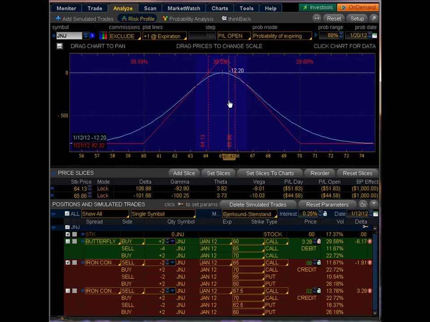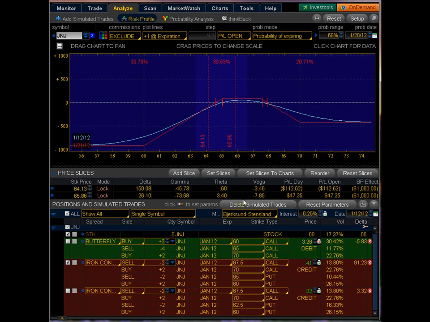Now let's say the stock moves up and it goes past 65.86. The simple adjustment would be to change this. You buy back your 65s and you sell 67.5, and that just extended your break even all the way out to here, which is 67.62. So that is a simple way to adjust an iron butterfly.